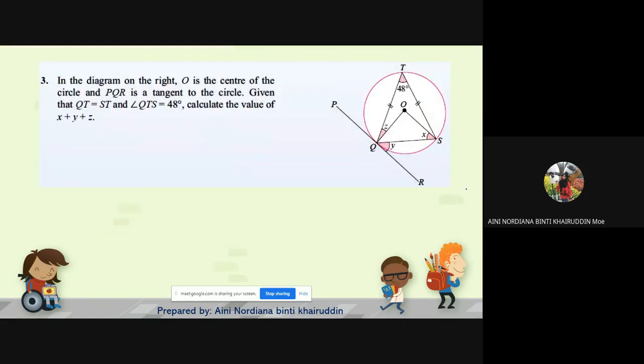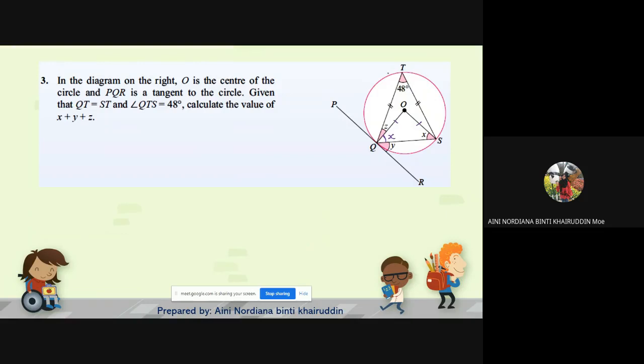The next question number 3. Calculate the value of x plus y plus z. So this is x. OQ, OS is radius. So this is an isosceles triangle. So this angle also x.